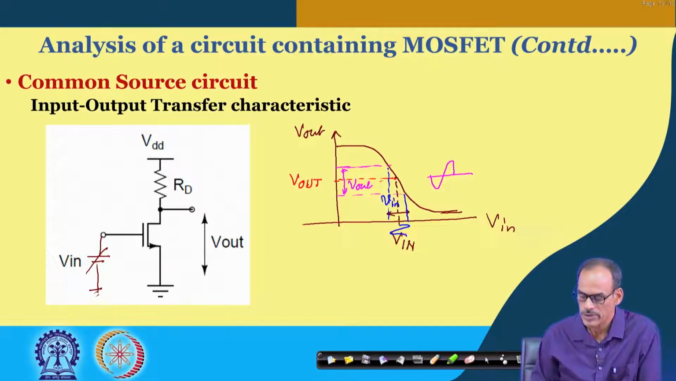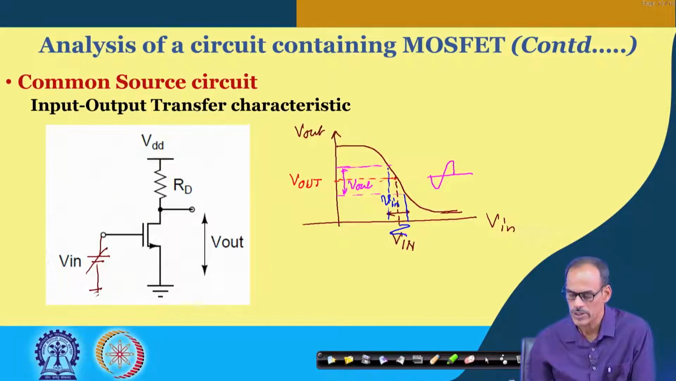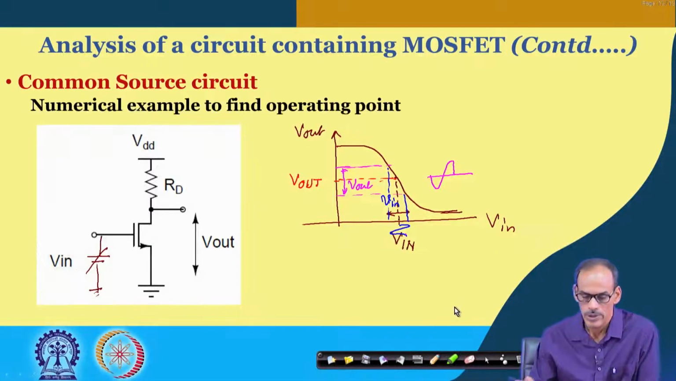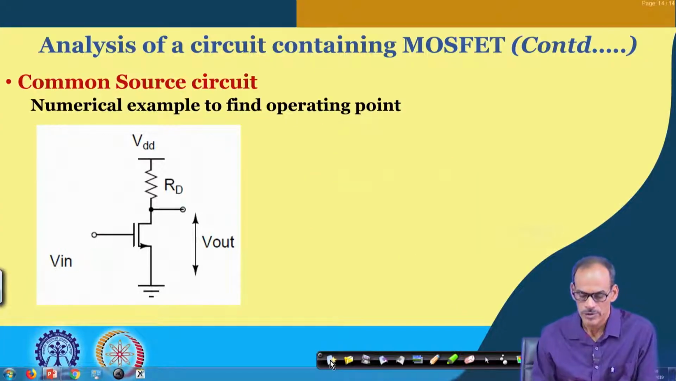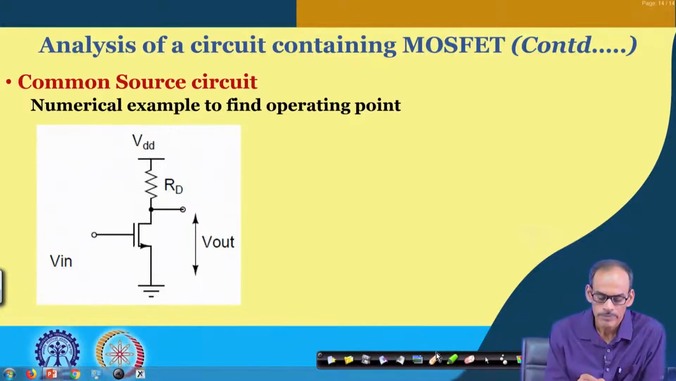Instead of going to the amplifier gain, I have framed one numerical problem to find the operating point and so on. Let us solve this one first, and then we will go to the notion of gain. So, the next numerical example associated with this circuit is given here. Let me give some important parameters to solve the numerical problem.